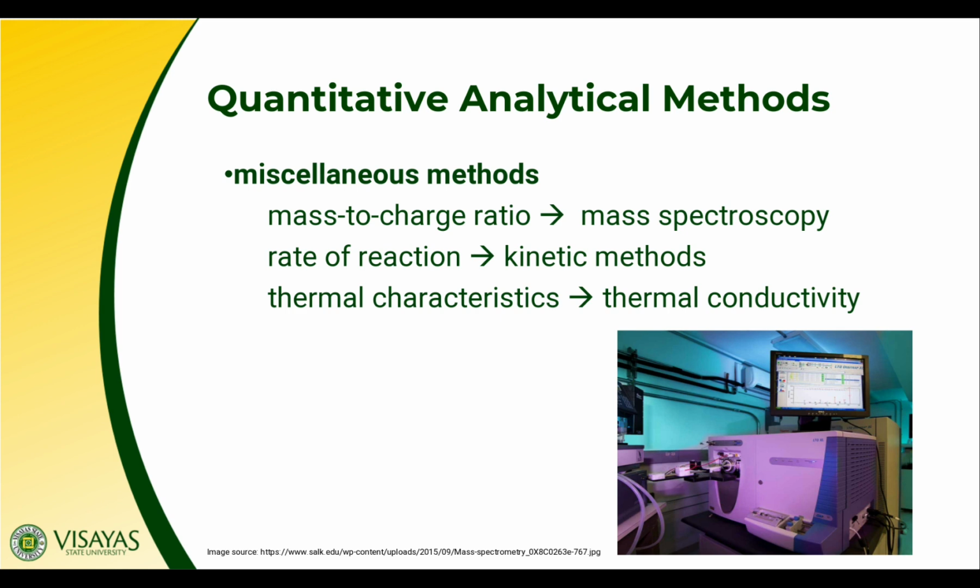And then with those, we could also have some other miscellaneous methods. When we talk about the mass to charge ratio, or the mass with respect to the charge of the analyte or an ion present, we could employ the concepts or methods of mass spectroscopy, but we will not be discussing these miscellaneous methods. We will focus mainly on the electroanalytical methods and the spectroscopic methods, aside from the volumetric and the gravimetric methods.